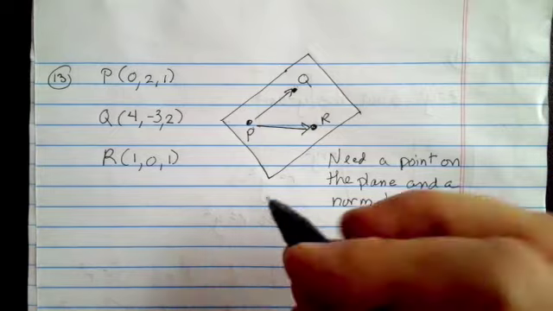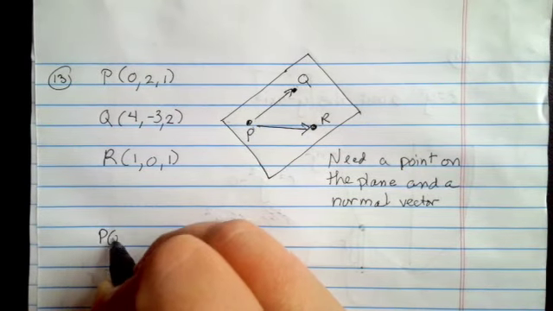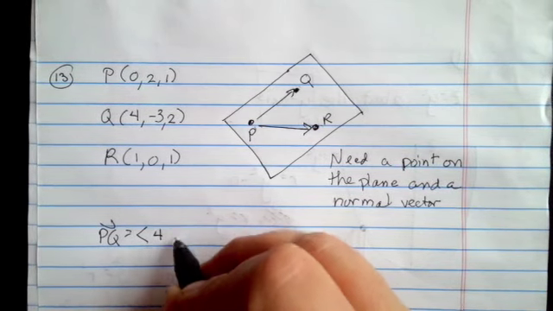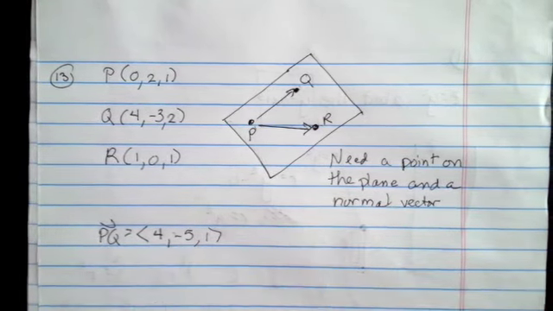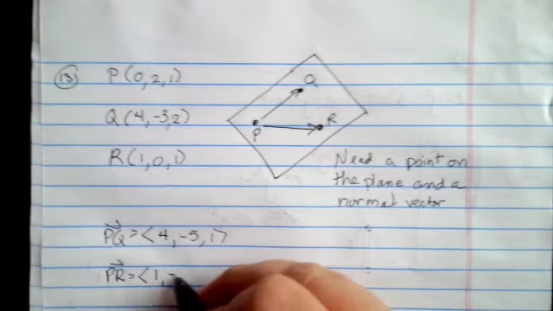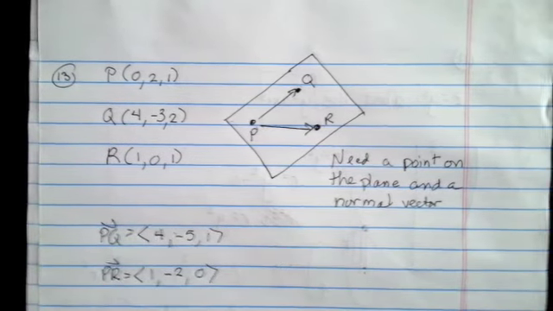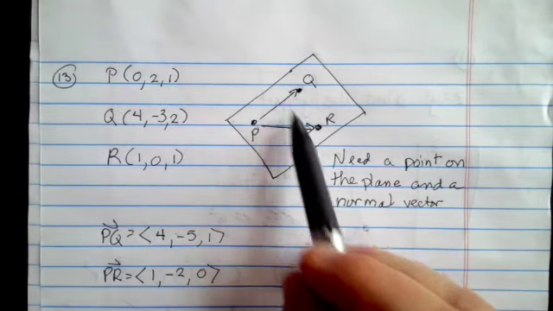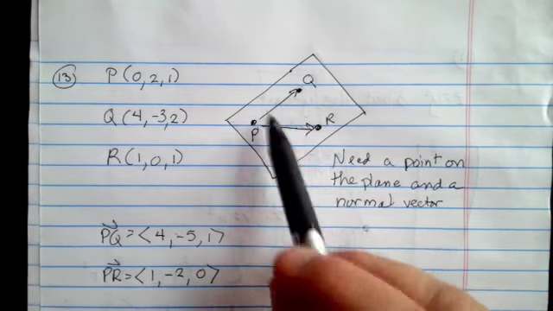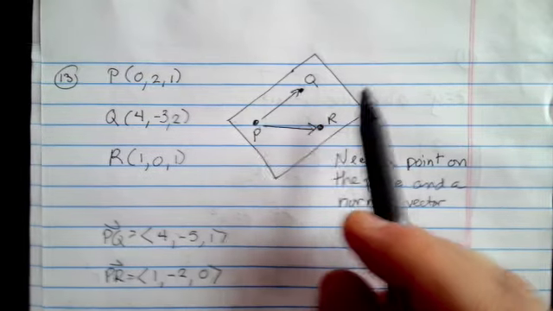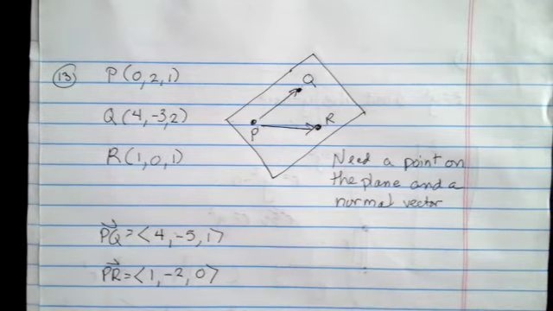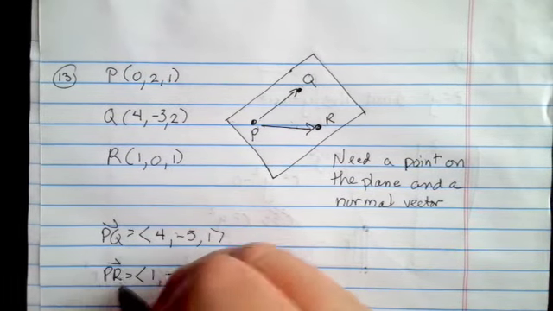So, alright, I'm going to find PQ. So the vector from P to Q has components 4, -5, 1, and the vector from P to R has components 1, -2, 0. Now, once we've found these two vectors, we can find a vector orthogonal to both of these vectors and thus normal to the plane by finding the cross product of these two vectors in either order. So I guess I'll find PQ cross PR.